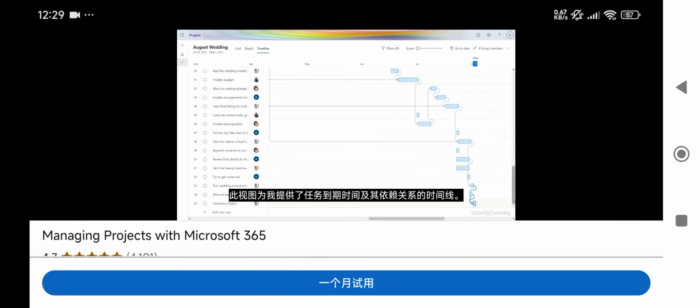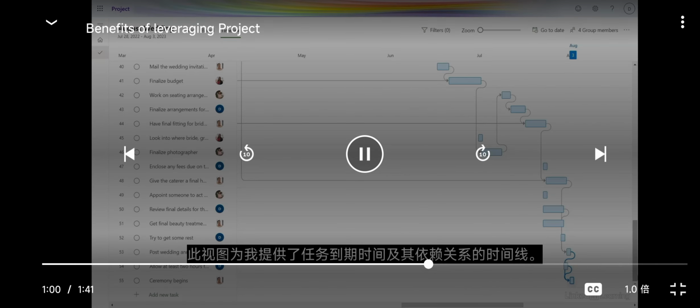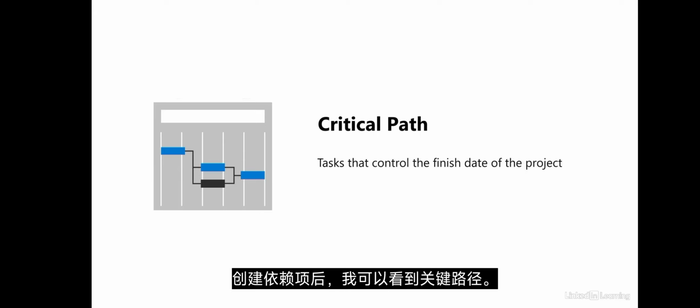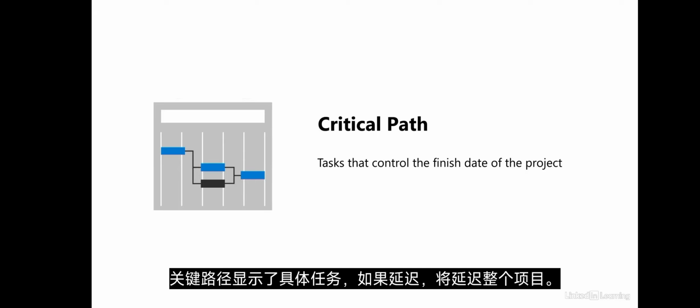This view gives me the timeline of when tasks are due and their dependencies. Once dependencies are created, I can see the critical path. The critical path shows the specific tasks that, if delayed, will delay the entire project. By analyzing a critical path, you can also identify how to shorten the project length.